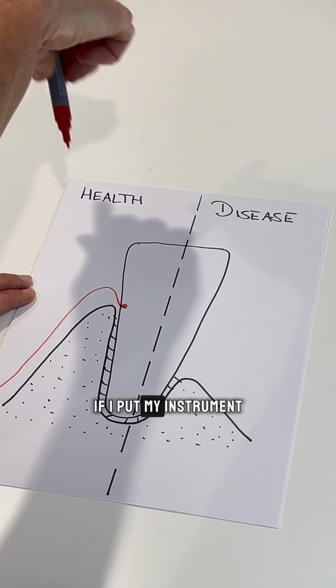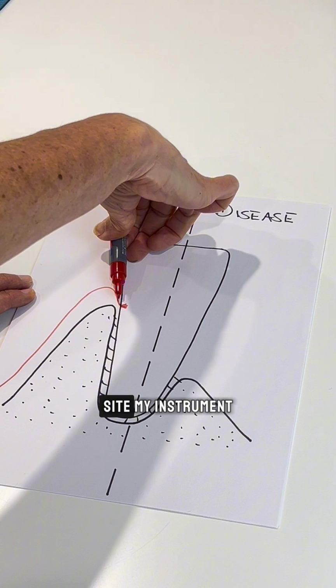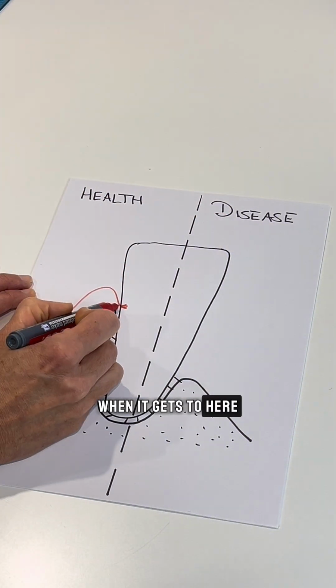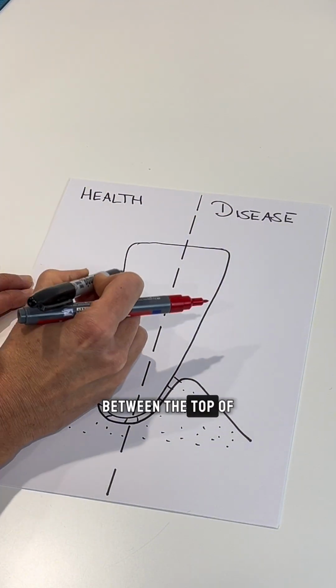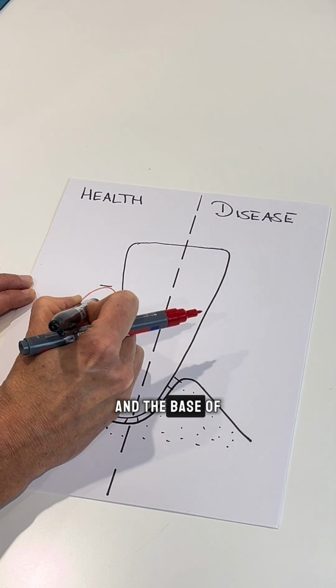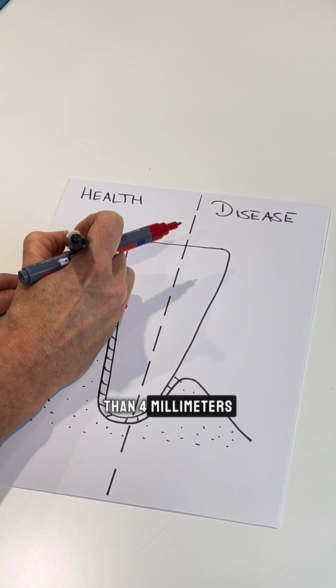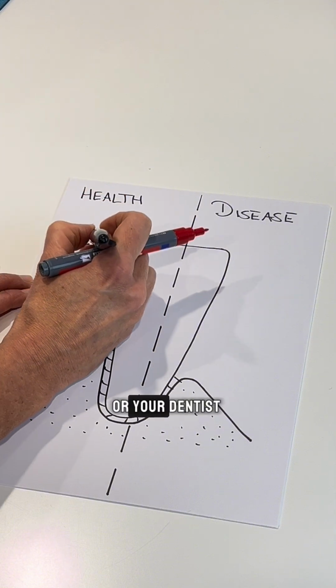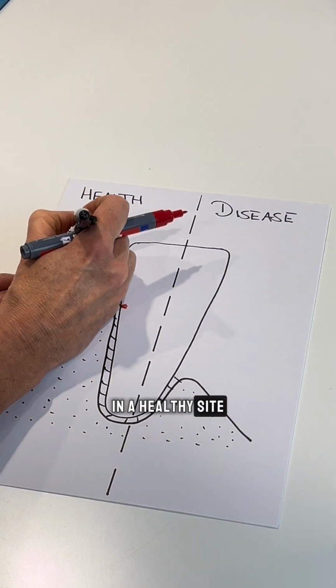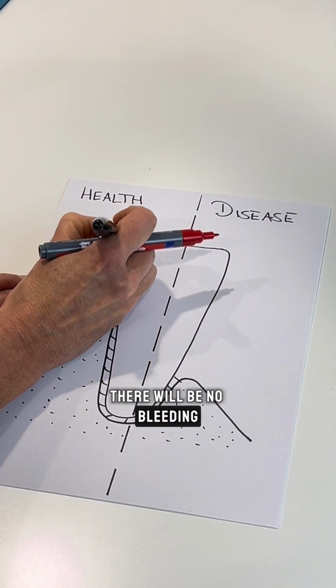Now, if I put my instrument inside here in a healthy site, my instrument will stop when it gets to here, and the height difference between the top of the gum and the base of the pocket should be less than 4 millimeters. And these are measurements that your hygienist or your dentist may make. In a healthy site, there will be no bleeding.